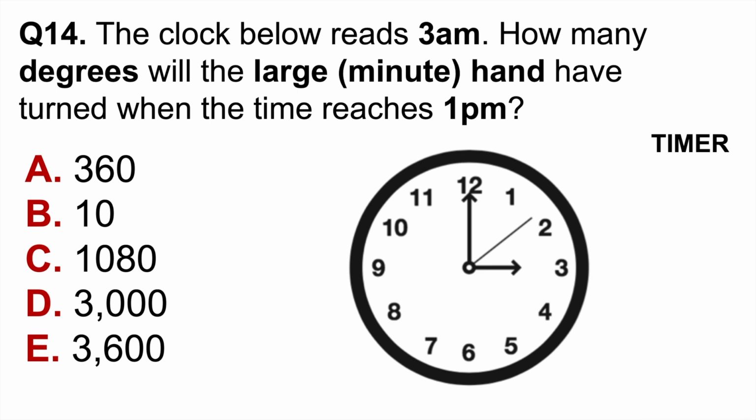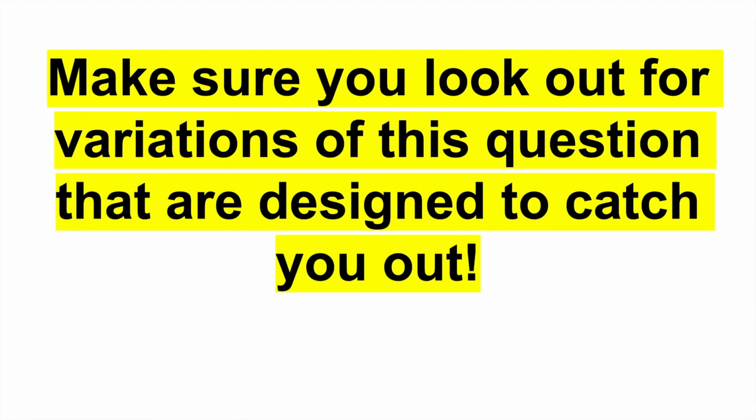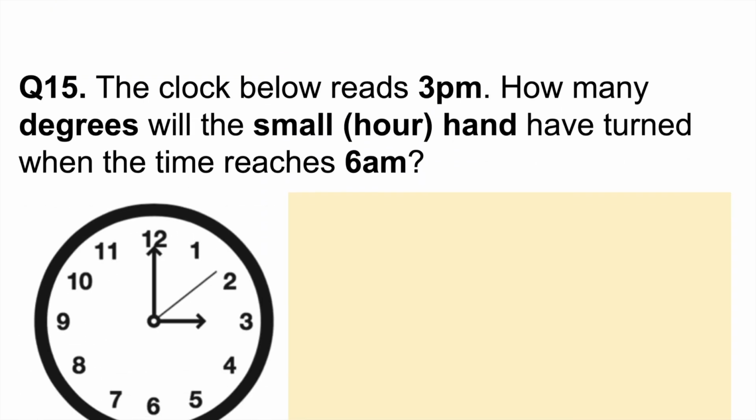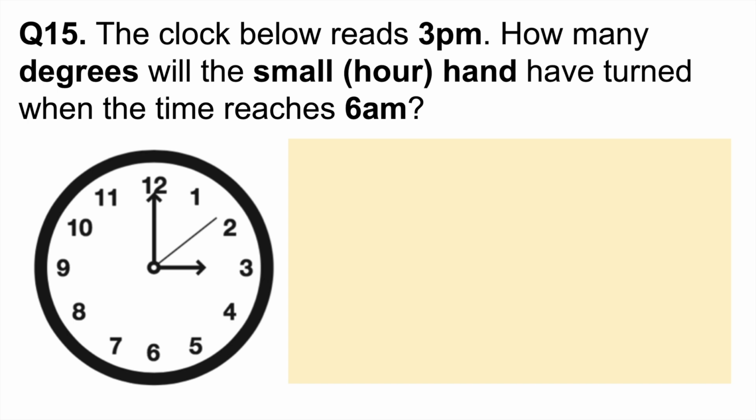Marvellous, well done. And again, if you're still with me, I'm really proud of you. You're doing fantastic. So make sure you look out for variations of this numerical reasoning test question that are designed to catch you out. What do I mean by that? Let's have a look at another one. Question 15. The clock below reads 3 p.m. How many degrees will the small hour hand have turned when the time reaches 6 a.m?